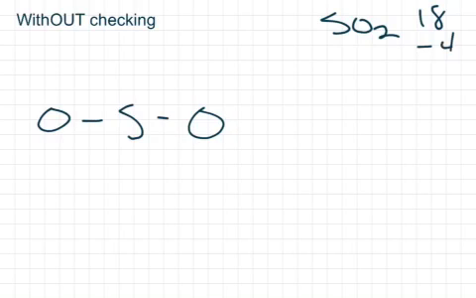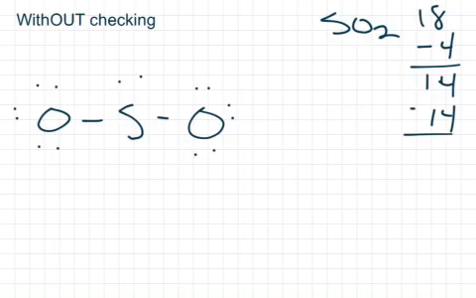So before we knew about formal charge, if we were drawing sulfur dioxide, we would have added up 18 electrons, we would have used 4, we would have had 14 left over, 2, 4, 6, 8, 10, 12, 14. And that means that we're going to need to turn one of these lone pairs into a double bond.